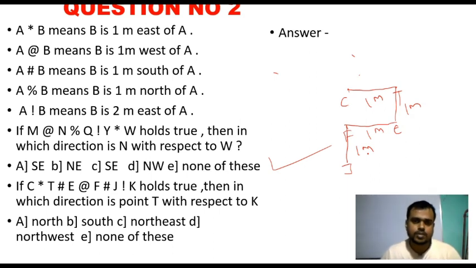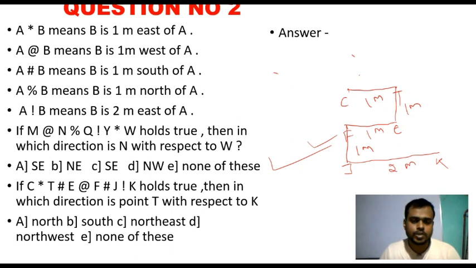After that J exclamatory mark K means K is 2 meter east of J. Suppose this is 2 meter. Now our diagram is complete. We can answer the question easily.